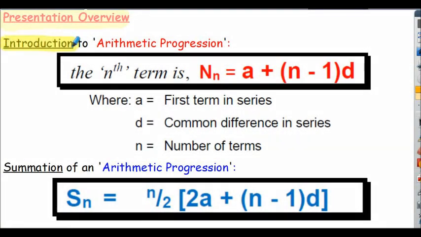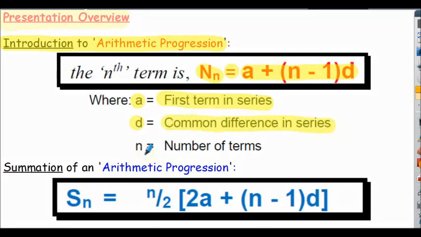We introduce the formula for an arithmetic progression. The nth term, Tn, is equal to a plus n minus 1 times d. Here's the nomenclature we'll be using, where a denotes the first term in the series, d the common difference within the series, and n the number of terms in the series.